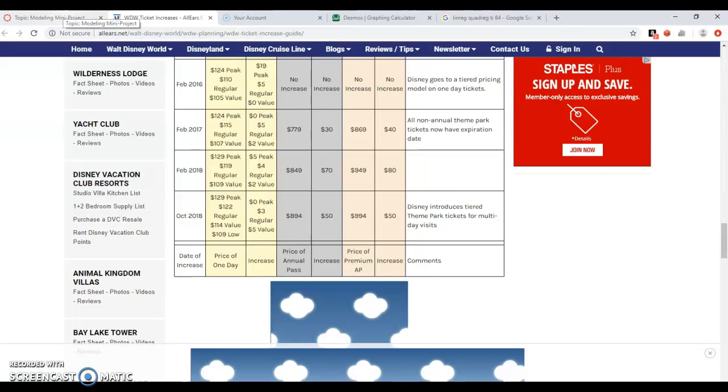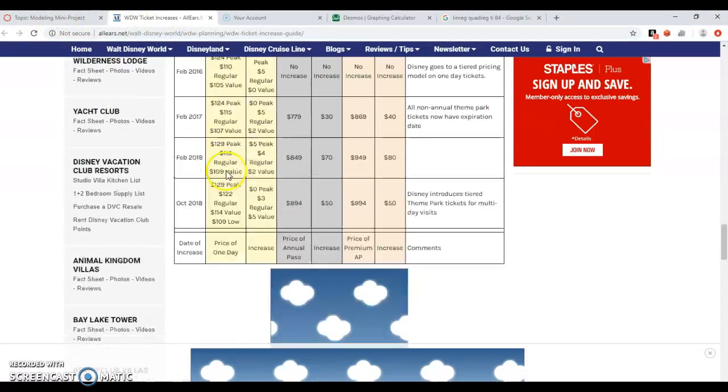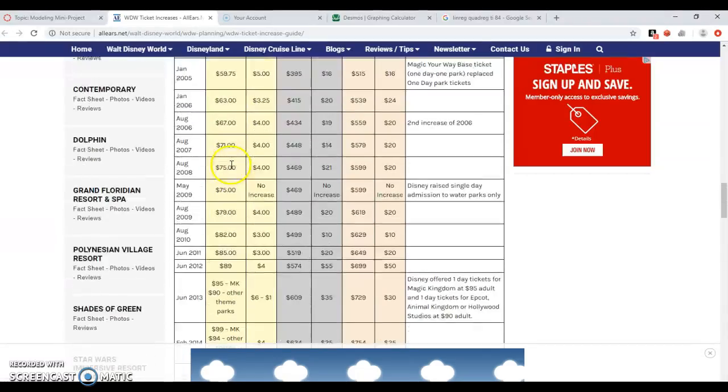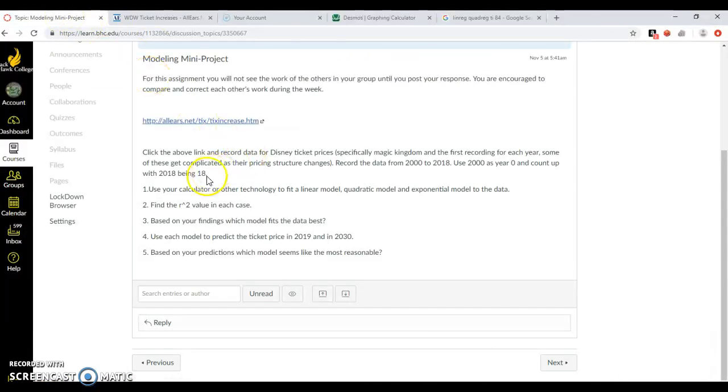Alright, so you're going to take all that data, and there's different things that you could use, but your graphing calculator is probably the easiest one. You're going to put that data in L1 and L2 with 0 through 18 in L1, and then all of these prices in L2. And then you'll do second calc for your data, and do a linreg, a quadreg, and an exponential reg. So that is number 4, number 5, and number 0. Okay, so use your calculator. Find the R² value in each case. Your calculator should be spitting those out when you do the regressions.